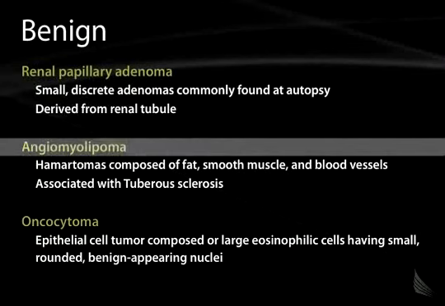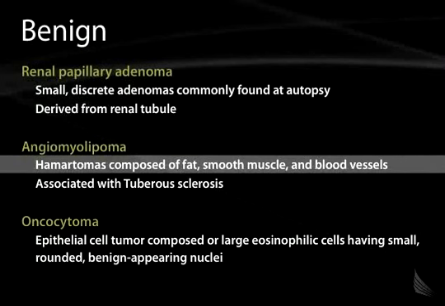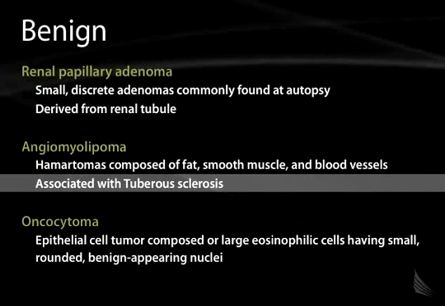You can also get angiomyolipomas. Now, the name says it all. This is angio, which means it's vascular, myo, which means it's muscle, and lipoma, which means it's fat. So these are hamartomas, which means overgrowths of mature tissues composed of fat, smooth muscle, and blood vessels. This can lead to clinical consequences in some cases and is associated with a congenital tumor syndrome called tuberous sclerosis, which we discuss in a different lecture.